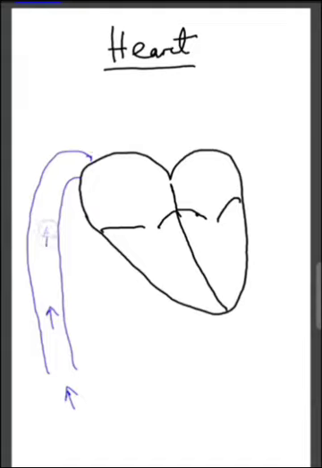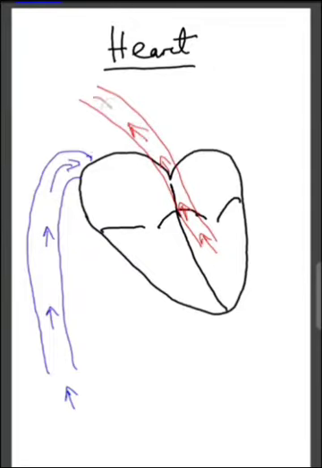Now from all over the body, the deoxygenated blood is collected and transported via the inferior vena cava into the right atrium. This blue colored vein is the inferior vena cava that brings the blood to the right atrium, and the red colored vessel is the aorta, through which the blood is pumped out of the heart and goes to different body parts. The red color is the oxygenated blood.